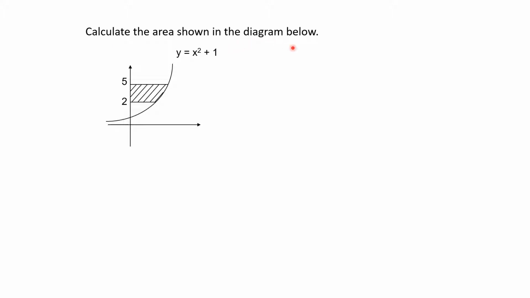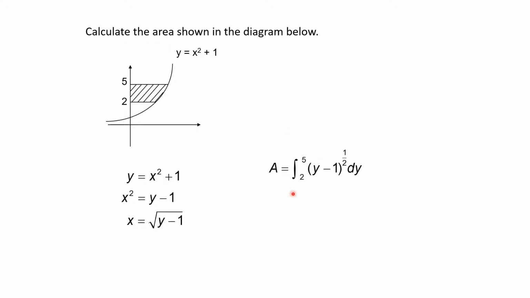Calculate the area shown in the diagram below. This example shows an area which is bounded by the y-axis and the function, with the y values as the lower limit and the upper limit. Therefore, you have to integrate f(y) with respect to y. Since you have y in terms of x, you need to get x in terms of y, which means your function needs to be in terms of y. As usual, we just make x the subject of the equation.